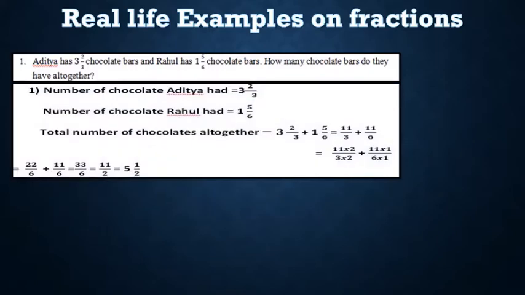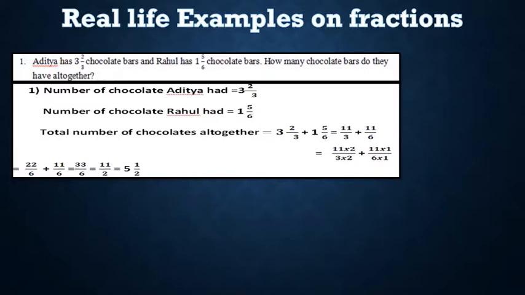So, it will be like this. We'll first write word problems or statements on them, then we will do the addition. So number of chocolates Aditya has is equal to 3 2/3 and the number of chocolates Rahul had is 1 5/6. So the total number of chocolates altogether they have is 3 2/3 plus 1 5/6, which is equal to 11/3 plus 11/6. So now we'll have to find out the LCM of 3 and 6.